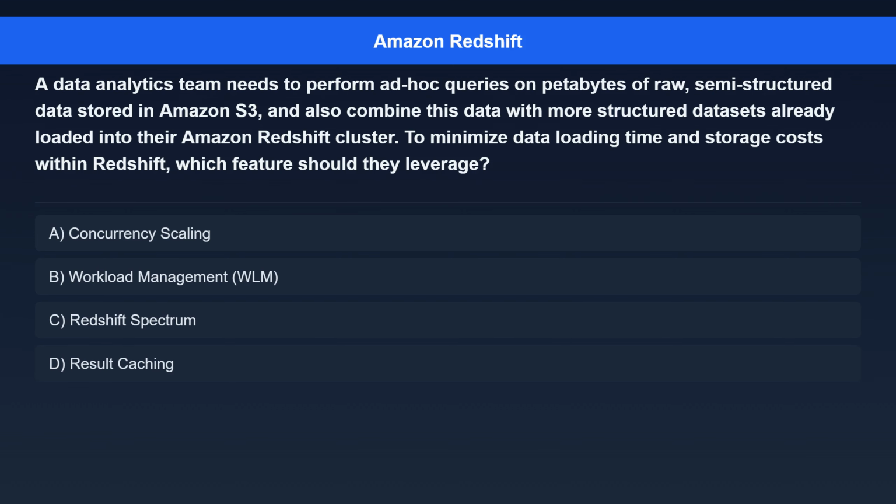Question 3. A data analytics team needs to perform ad hoc queries on petabytes of raw, semi-structured data stored in Amazon S3, and also combine this data with more structured datasets already loaded into their Amazon Redshift cluster. To minimize data loading time and storage costs within Redshift, which feature should they leverage? Option A. Concurrency scaling. Option B. Workload management (WLM). Option C. Redshift Spectrum. Option D. Result caching.